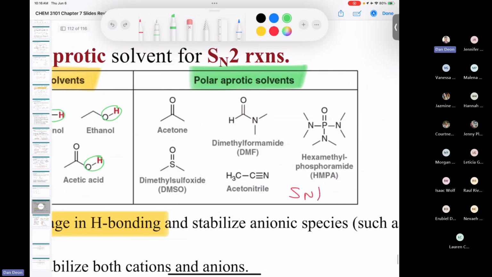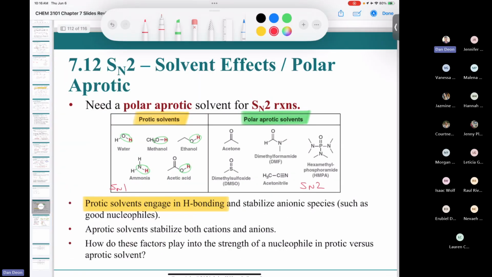Did I put them in the reverse order? Oh, I put the wrong thing here. Sorry, these are best for, where's my eraser? SN2. Just wrote down a heresy. There we go. SN2 is polar aprotic solvents.